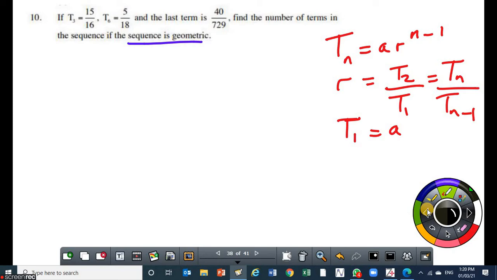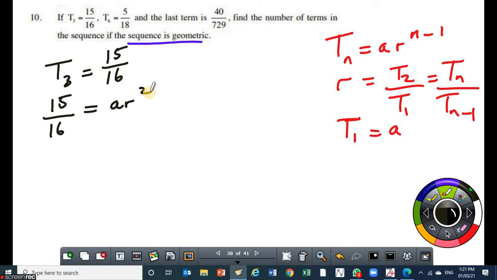So, let's create our equations. First, we are given that T3 is equal to 15 over 16. If I use the general term, where there is n, I'll put 3. So your T3 is going to be 15 over 16 is equal to a r squared. I can write the third term in terms of a and r.